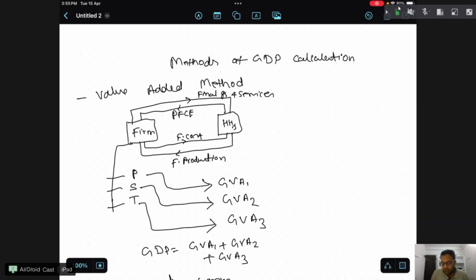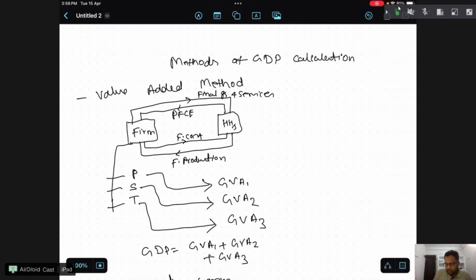Hello everyone. In this video, we will try to understand one method of calculating GDP, known as the value added method. There are two other methods: one is the income method and the second one is known as the expenditure method. First, understand the concept behind the value added method. Then we will try to understand how to calculate GDP through the value added method.